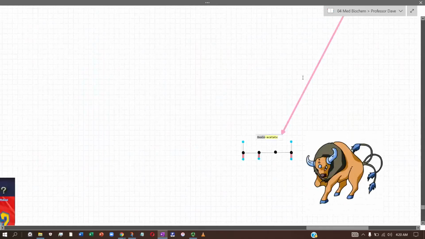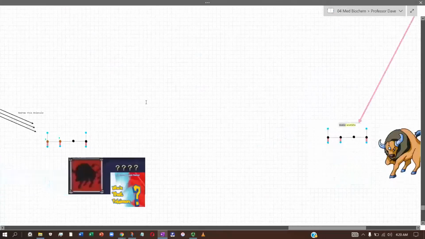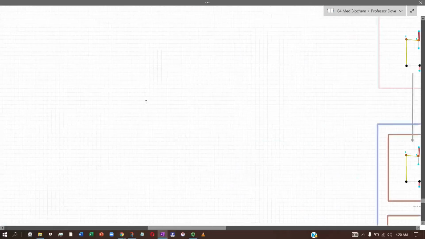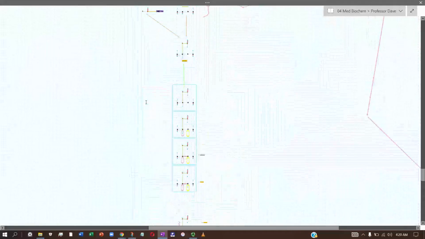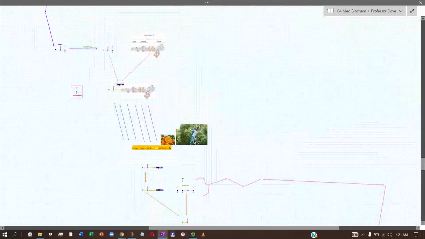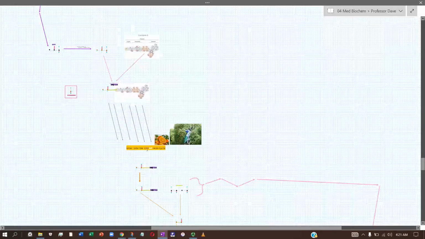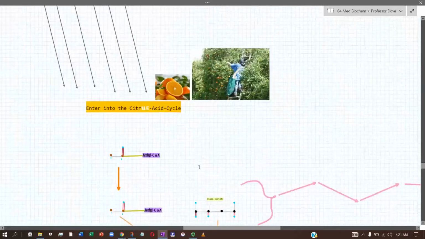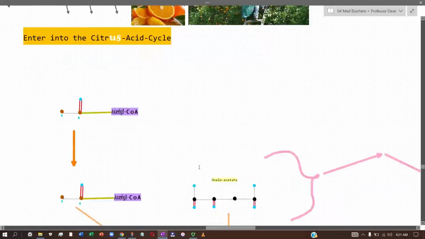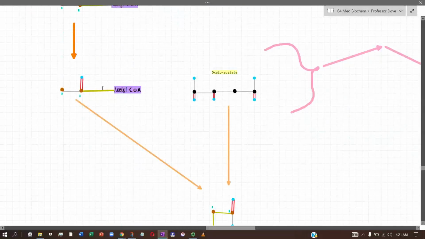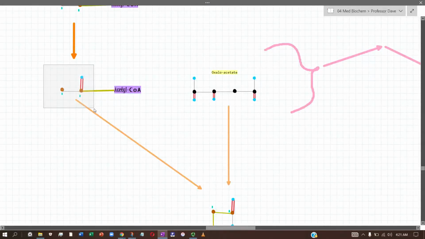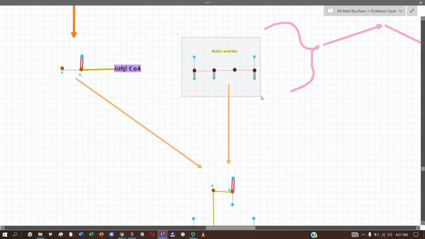So what's the deal with this pink arrow? Well, let's find out. The pink arrow is there because we go way back. We go to the beginning, way back, right as you enter the citric acid cycle, the pyruvate, or whatever was left of the pyruvate, got added to an oxalate molecule.